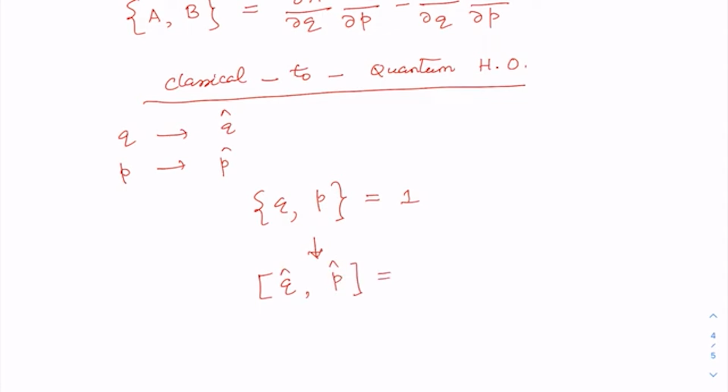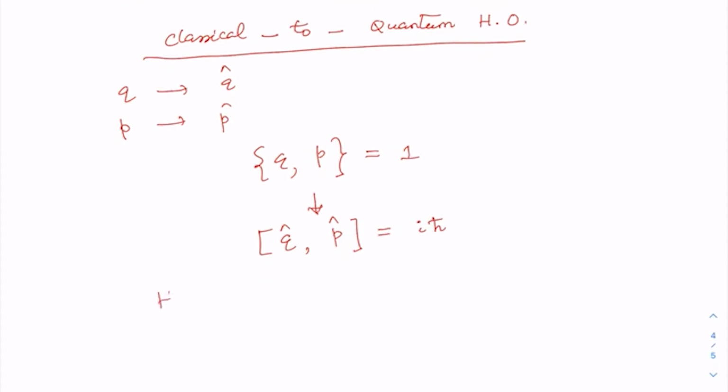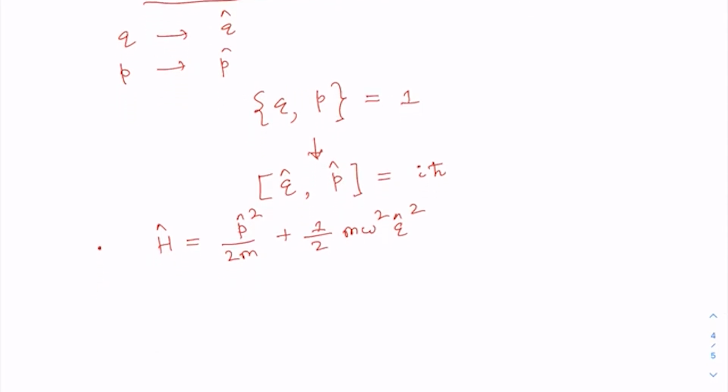So the commutator of q and p, we know, is equal to i h cross, and this Hamiltonian would now be written in terms of these operators. So H is equal to p square by 2m, where p is now the operator, plus half m omega square q square. Thereby we basically obtain the Hamiltonian for the quantum harmonic oscillator. The quantum mechanical Hamiltonian can be obtained. So the procedure is very easy.